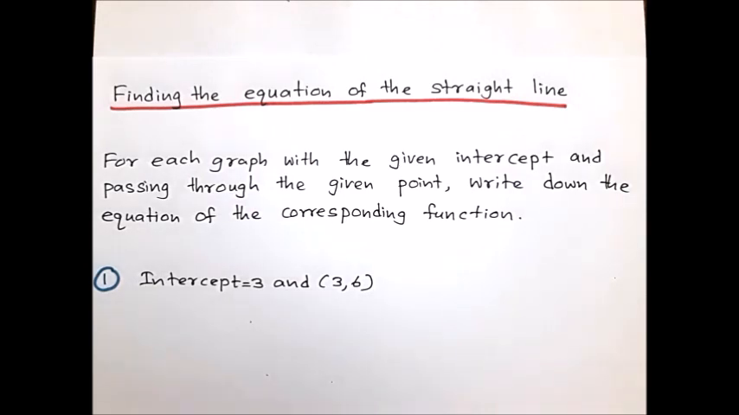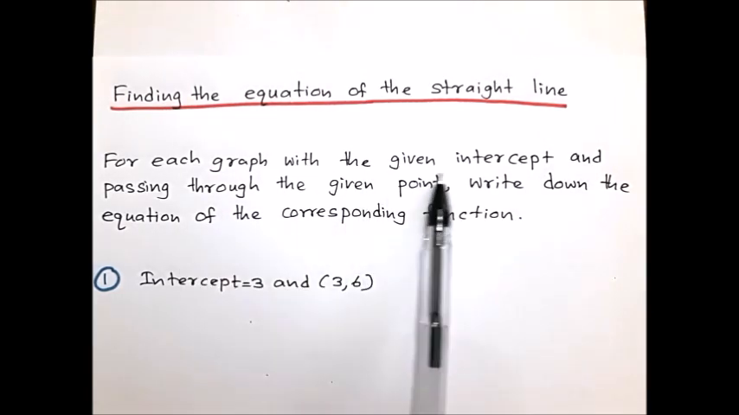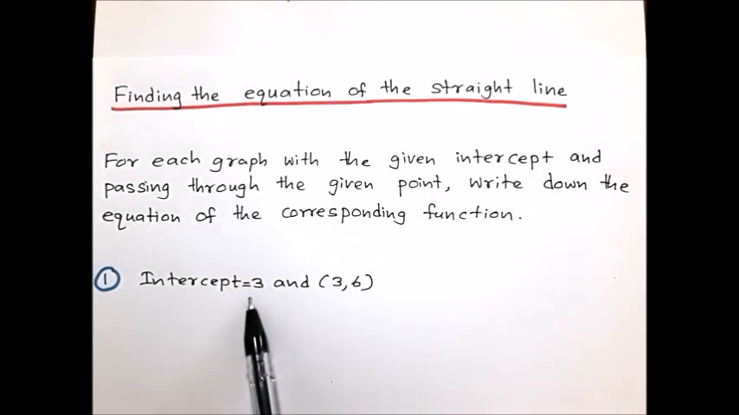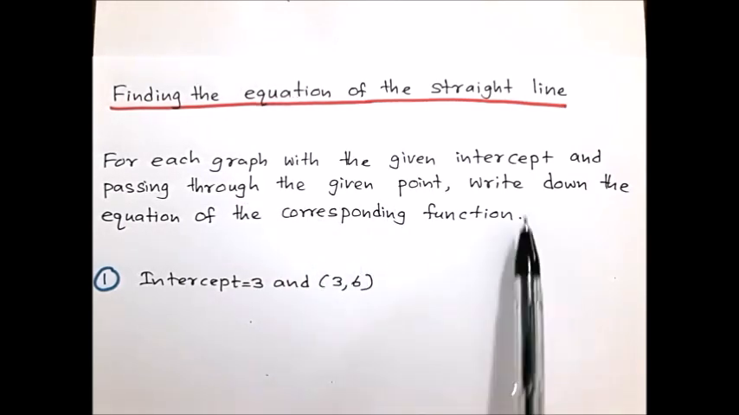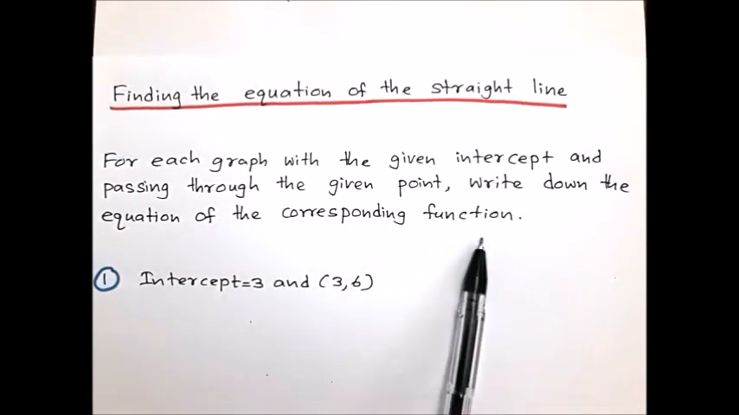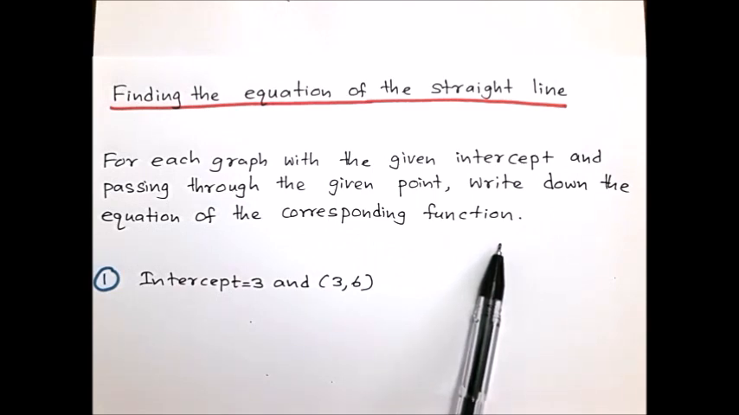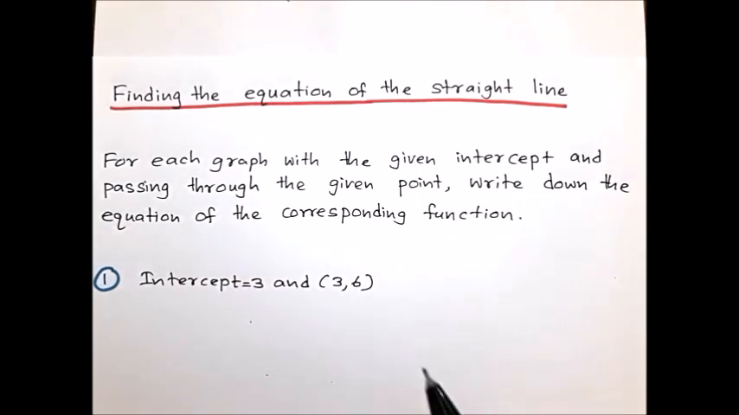Next you have to learn to find the equation of a straight line. Now look at this question. For each of the graphs, the intercept is given and it passes through the given point. Write down the equation of the corresponding function. It means you have to write the equation in the form y equals mx plus c.